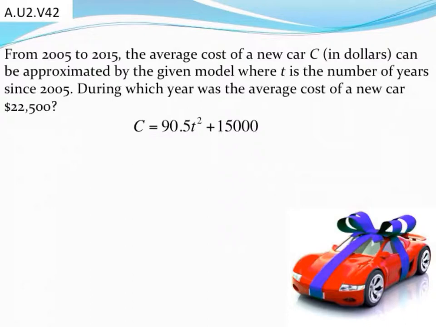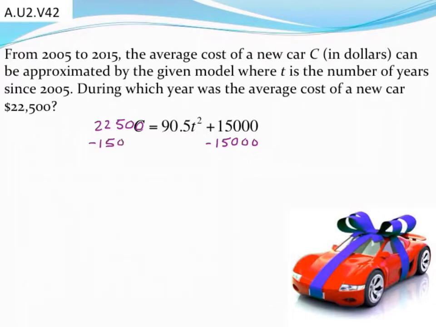In this example, we want to know what year our average car was costing us $22,500. Since that's the C value, I'll go ahead and plug that in for C right here. So I'll replace C with 22,500, and then there's my equation. Because, like we said, there's no t term in here, we should just be able to solve this using square roots like you'd solve any old equation.